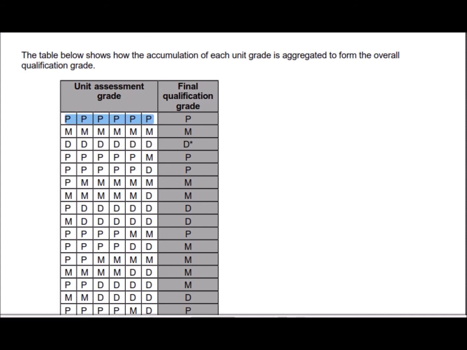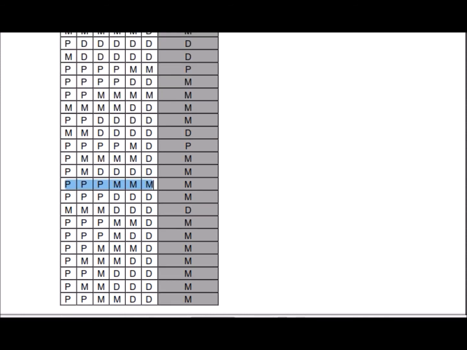So let's say your grades were predicted to be 3 merits and 3 passes. Here you can see that generally 3 passes and 3 merits would give you an overall merit grade. So you need to ensure that at least 3 out of the 4 units you've done so far are resulting in a merit grade at least to get an overall merit.